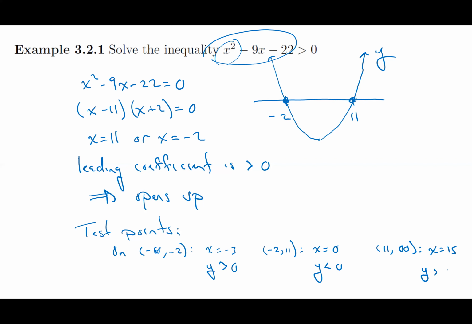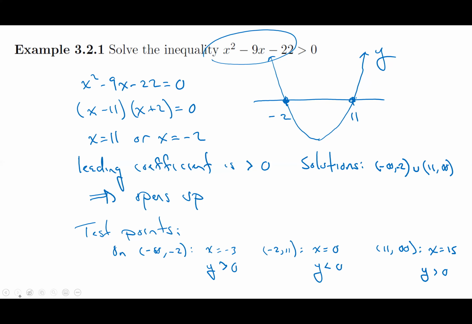And so now we know where this quadratic is positive. My solutions are going to be negative infinity to negative 2, an open interval, right? Not greater than or equal to 0, but strictly greater than. And then 11 to infinity. Okay.